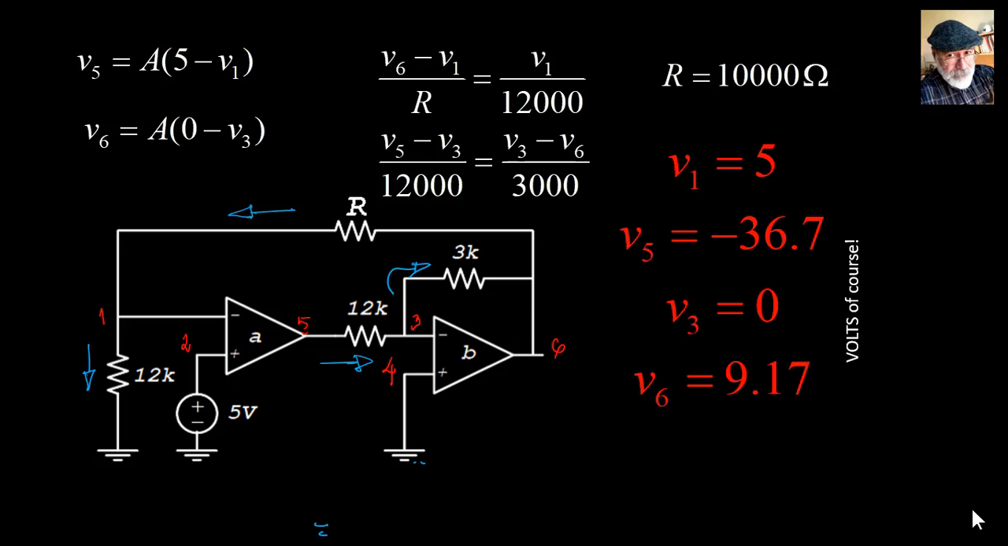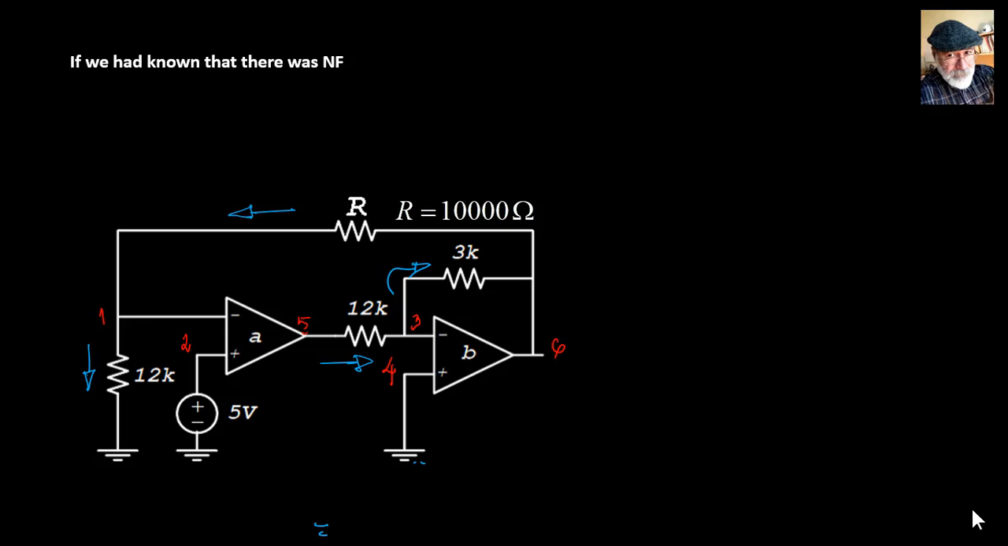V1 is 5 volts, same as V2, so after all, there was negative feedback for op-amp A. I just didn't know. If we had known that there was negative feedback, we could have written for the op-amp on the left that Vn is equal to Vp, V1 is equal to V2 is equal to 5 volts. And for the second one, negative feedback, Vn is equal to Vp, V3 is equal to V4 is equal to 0.